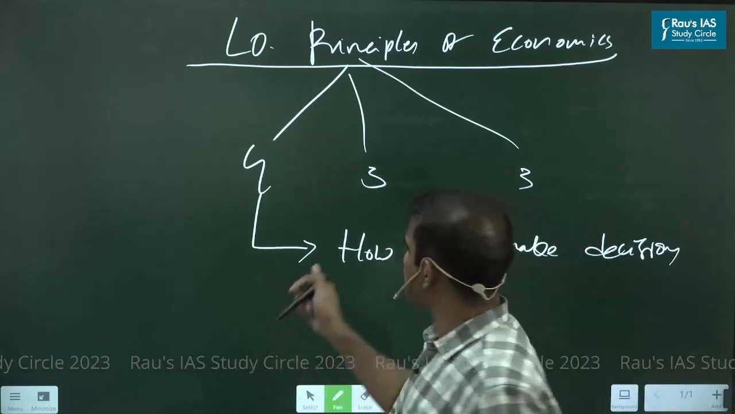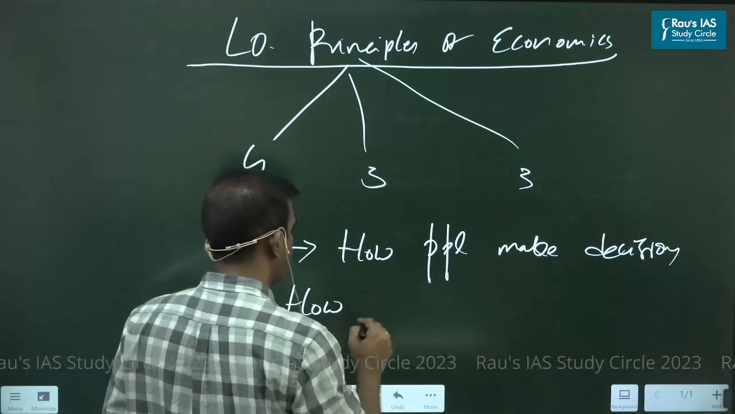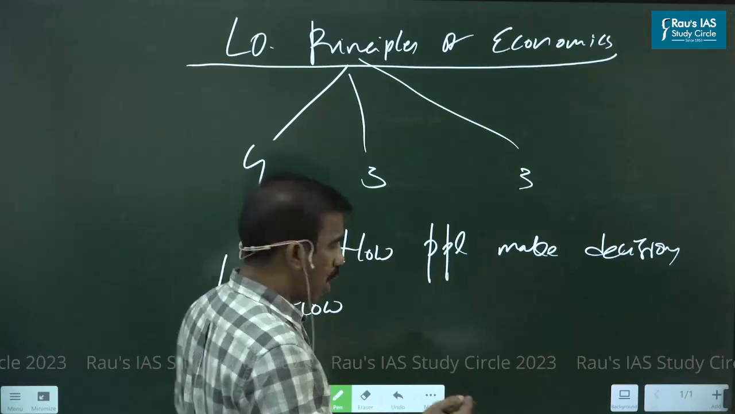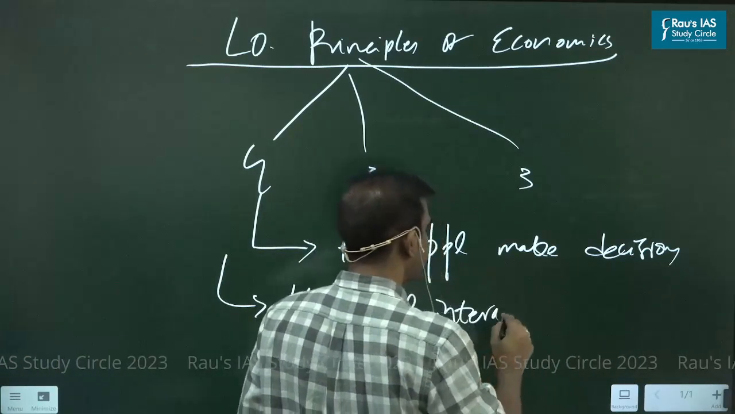The second 3 principles help in understanding why and how people interact with each other. Why do people interact with each other, and how do people interact with each other?